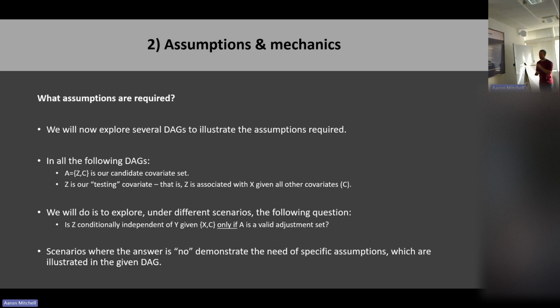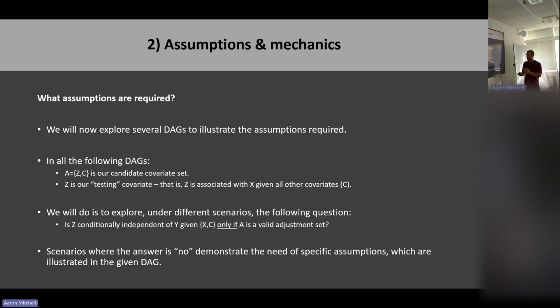So just as a reminder, A is always our candidate covariate set, and is made up in our example, to make things simple, of two variables, Z and C. And Z is what I called our testing variable, in the sense that it is a variable that we know is associated with X given the other covariates. So it's a covariate that satisfies the requirements of the theorem.